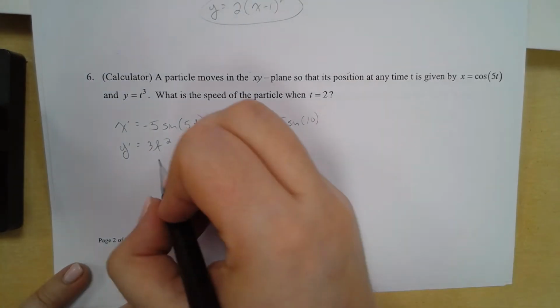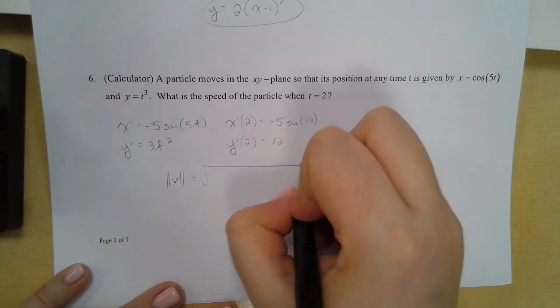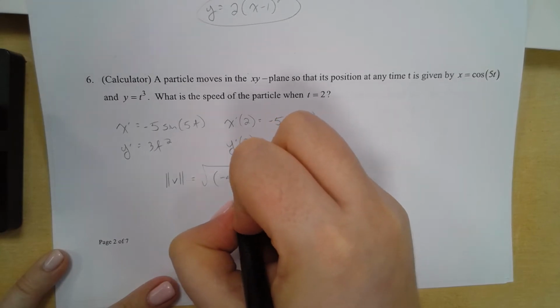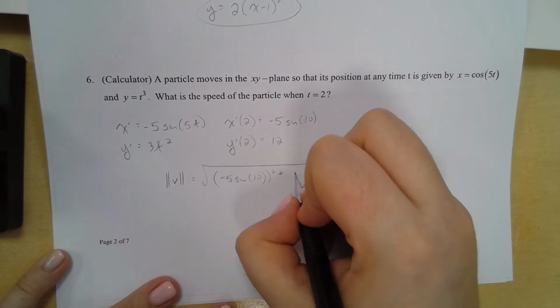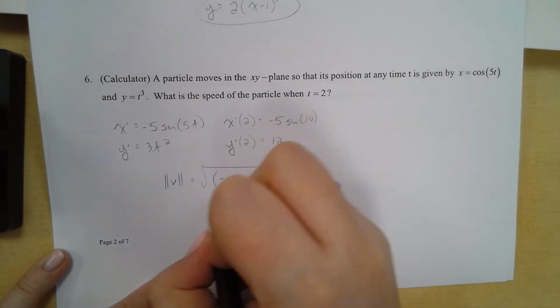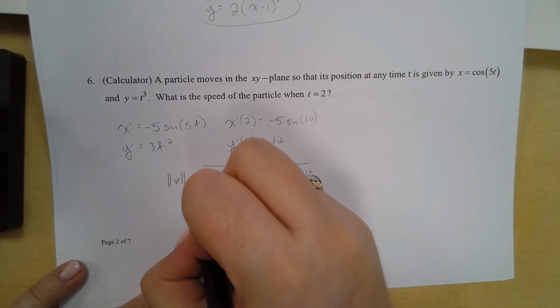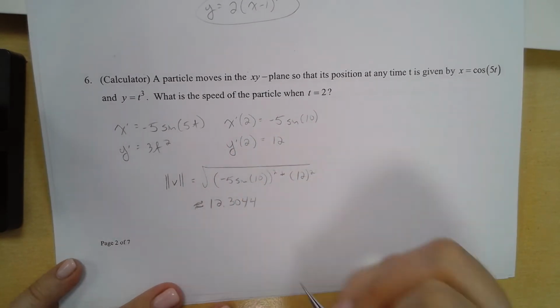So now to find our speed, we're going to use that formula for the magnitude of our velocity vector. So we're going to have the square root of negative 5 sine of 10 quantity squared plus 12 squared, and I think you know how to type that into a calculator anyway, so I got approximately 12.3044. Okay?